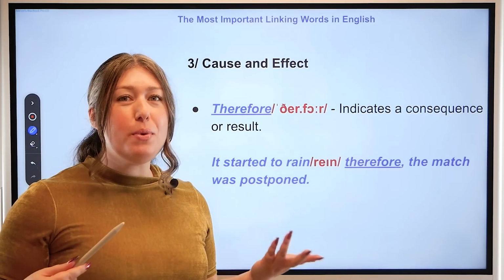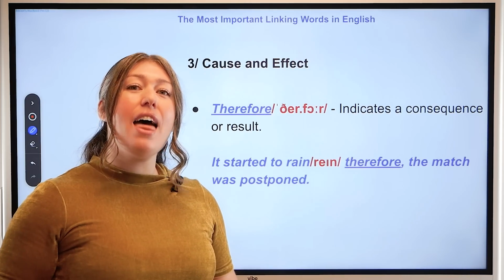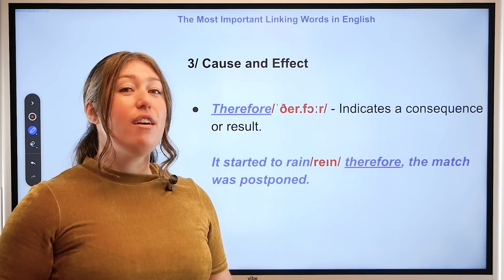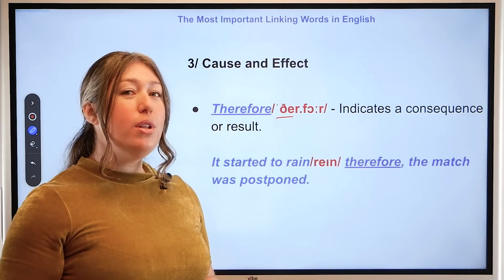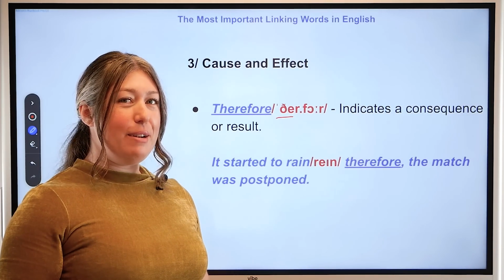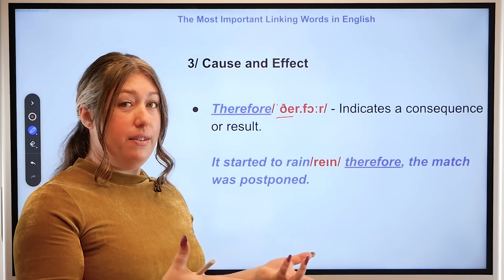Our next linking word of cause and effect is therefore. I know I'm killing you with the TH sounds, but the more you practice, the easier it will get. Say it with me. Therefore. Therefore. Once again, don't forget we have a stress on the first syllable. Therefore. Very good. Again, this is showing a consequence or a result of something.